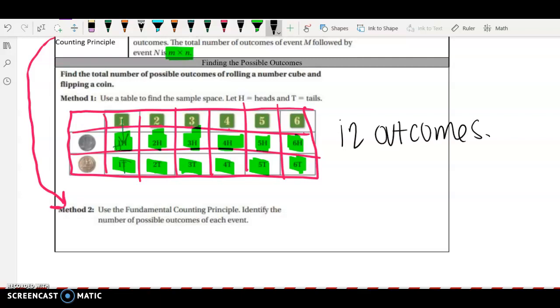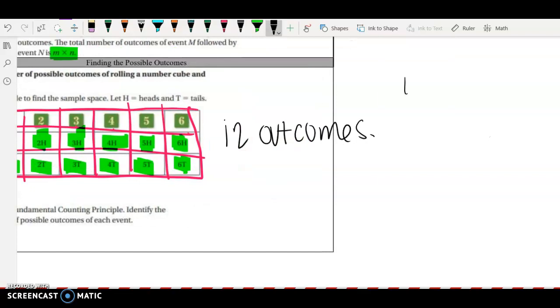I tend to use the tree diagram more often than I use a table, but it's really just personal preference. You also could have done a tree diagram and had 1, 2, 3, 4, 5, and 6 written out, and then heads and tails for each one of those. So you would get the same thing no matter what.